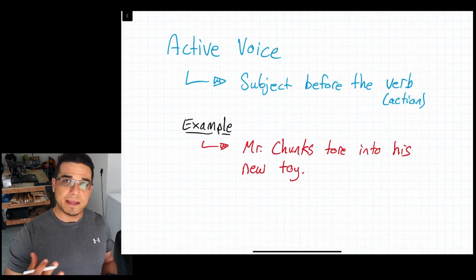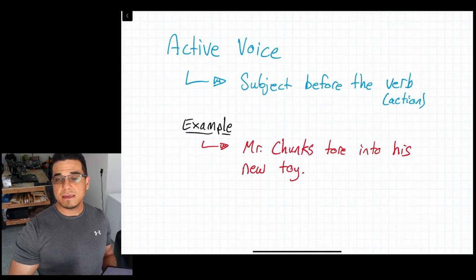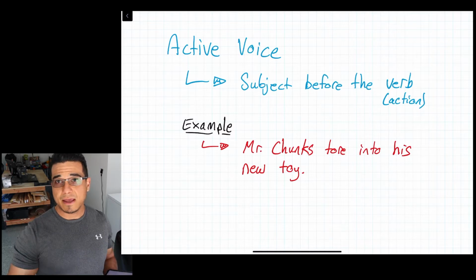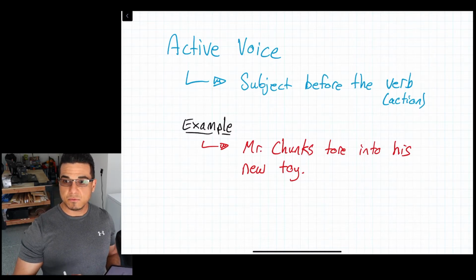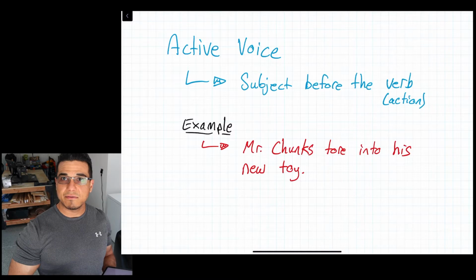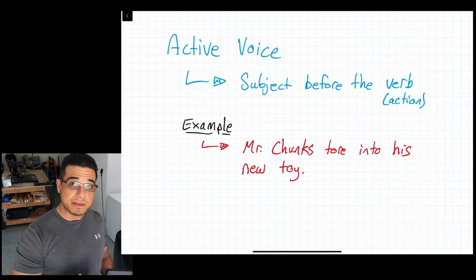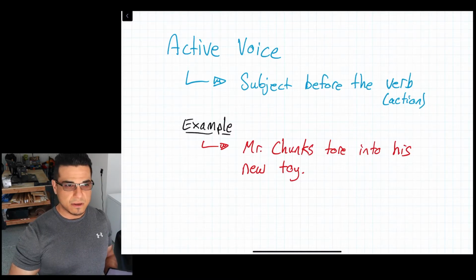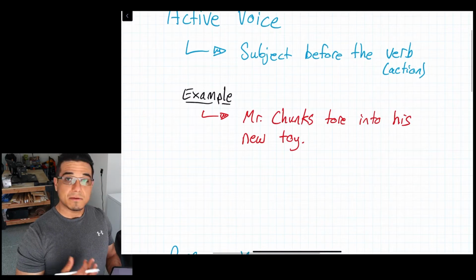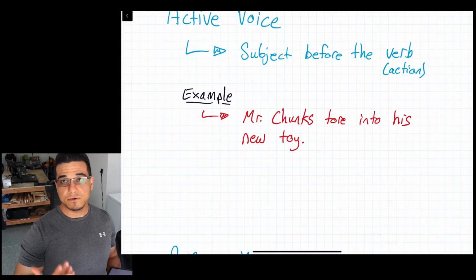So an active voice in a sentence is where the subject will come before an action. In essence, it's where the subject is immediately identified as being the actor of the action in the sentence. So the example that I give is Mr. Chunks tore into his new toy.